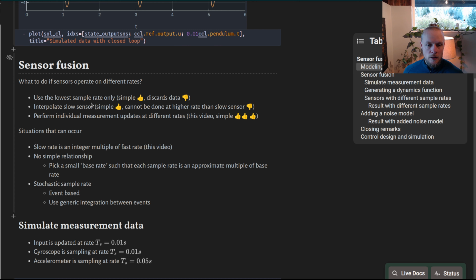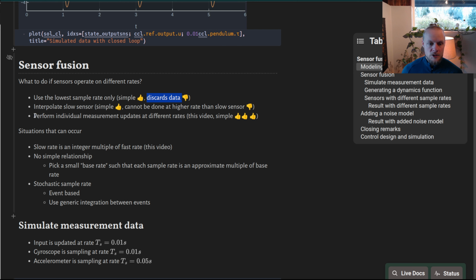We can use only the lowest sample rate. So if one sensor gives a measurement every second and another sensor gives every 10 seconds, then we could just update every 10 seconds. That's of course very simple, so that's nice, but it also discards a lot of data, so we don't want to do that. We could also try to interpolate the slow sensor, so upsample it, and that's also simple, but we have to wait for the next sensor measurement to become available before we know which direction to interpolate in if we don't want to keep it constant. So that's not very nice either.